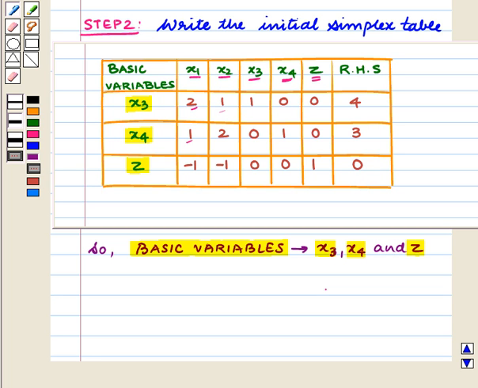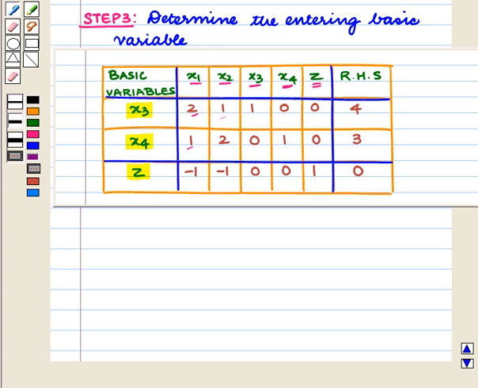Our next step is to determine the entering basic variable. To select the entering basic variable, we look at all the numbers in the bottom row, that is where we have written z, in last row excluding the last entry on the right hand side column.